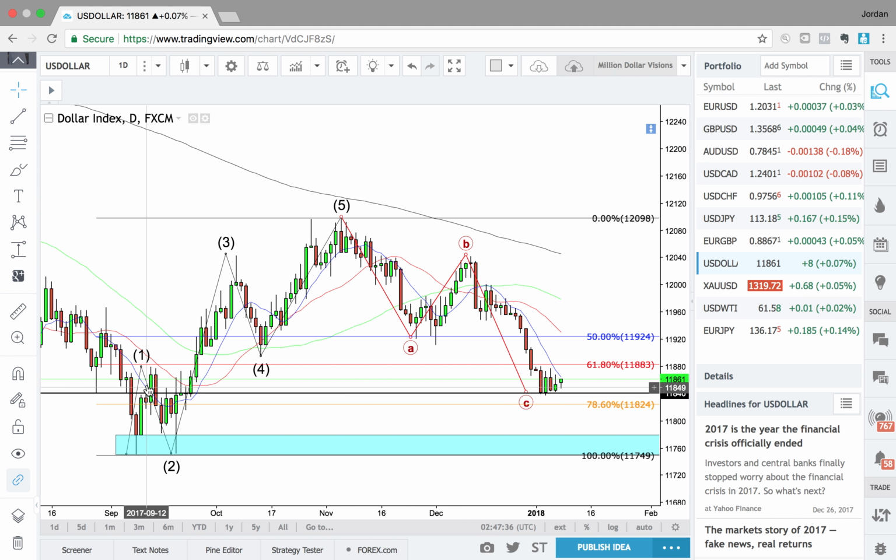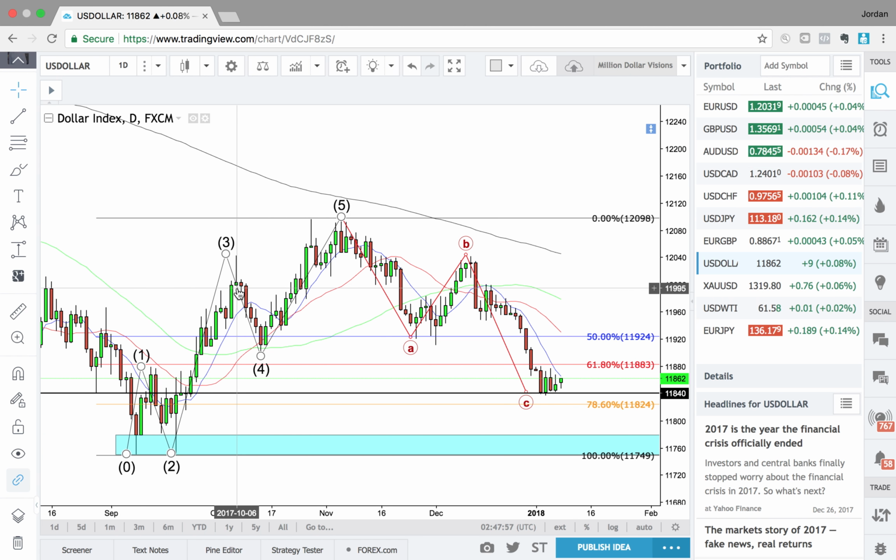Starting over here with my one. I got my one, which is an impulsive move, followed by a two, which is correctional. You can see my two leg does not exceed or close beneath where my one leg started. From two, we go on very impulsive. Your three is usually your most impulsive leg out of the three impulsive legs of the 1, 3, and 5 wave inside of that first 5 wave formation.